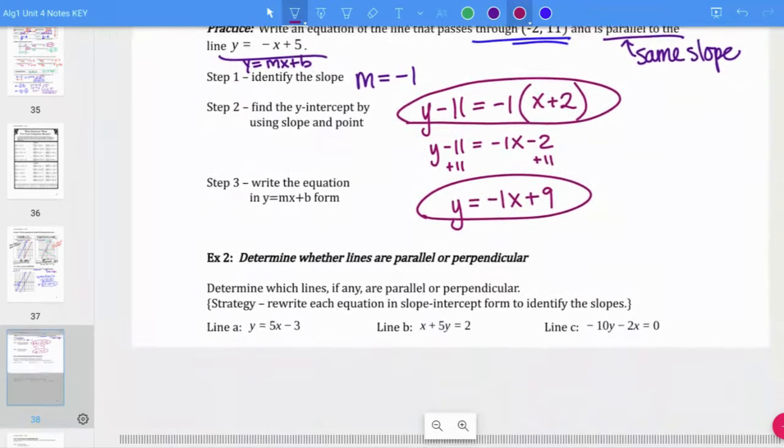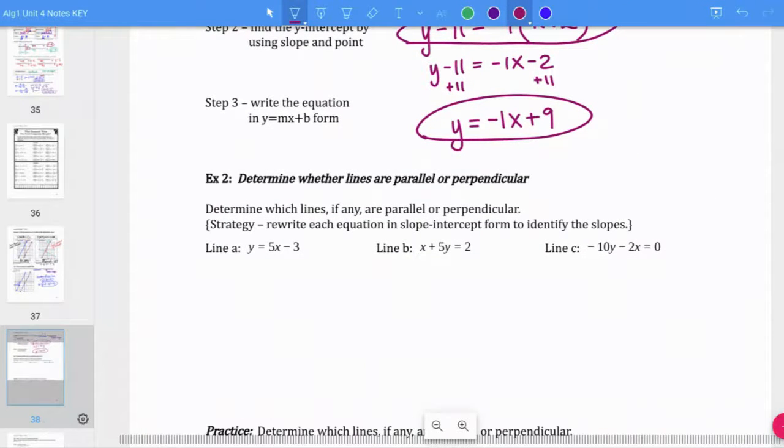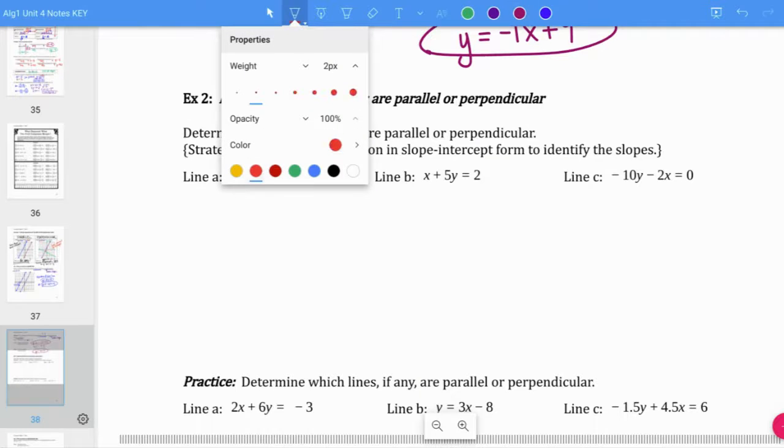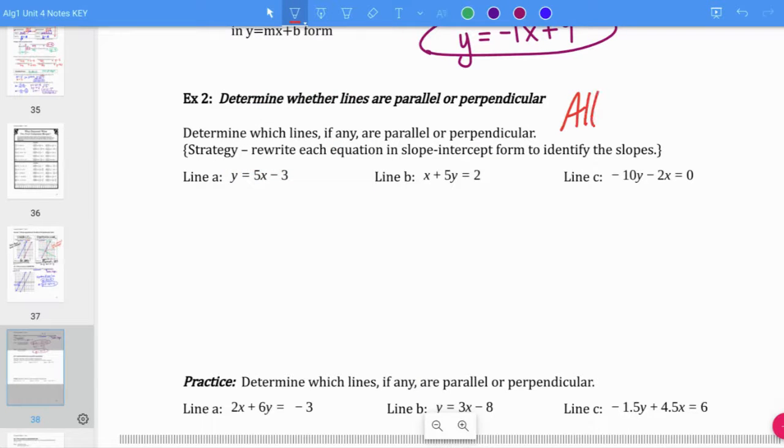All right, another skill that we may need is to be able to determine whether lines are parallel or perpendicular to each other. And this really is just all about slope. So anytime you're seeing the words parallel and perpendicular, just know that you really need to focus on what is the slope of that line. And they've given me 3 lines here. I got line A, line B, and line C. And basically I'm going to compare the slope of each one.